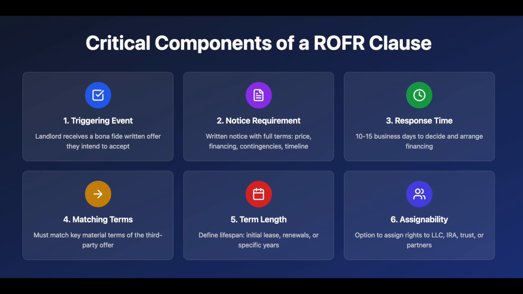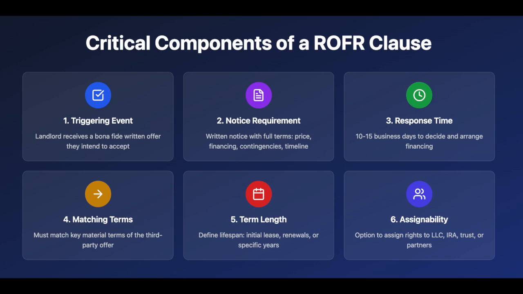Makes sense. And there was one more piece you mentioned that sounded really strategic. Yes. Assignability. This one's often optional, maybe a point of negotiation, but wow, it can be powerful. Assignability, meaning I can give my right to someone else. Essentially, yes. It gives you the right to assign your option to purchase to another person or, more likely, another legal entity. Like, I could assign it to an LLC I set up with a partner. Or maybe to my self-directed Roth IRA. Exactly that. Or a trust.